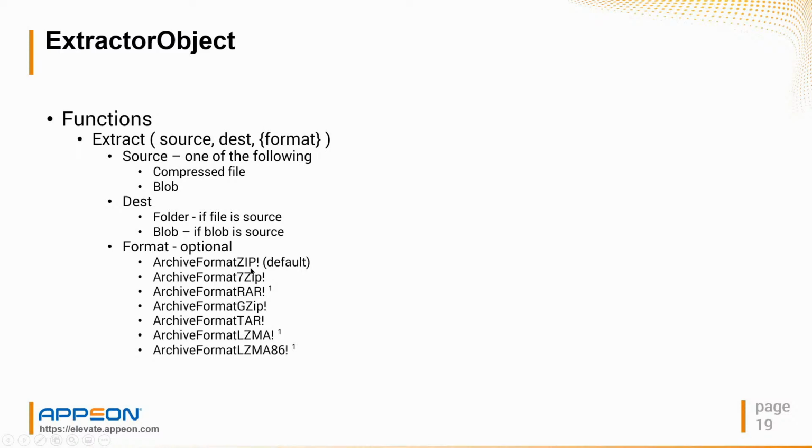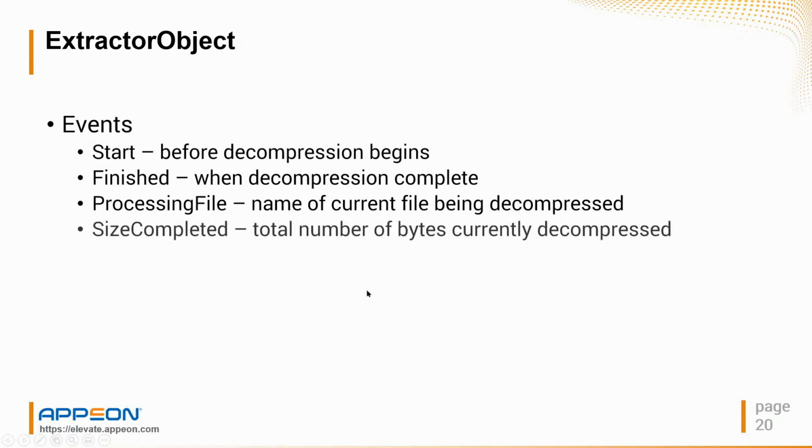So there's zip, 7-zip, gzip, and tar that the compressor object supported, but the extractor object also supports RAR, LZMA, and LZMA86 as extractor formats. There are similar events on the extractor object as there are on the compressor object.